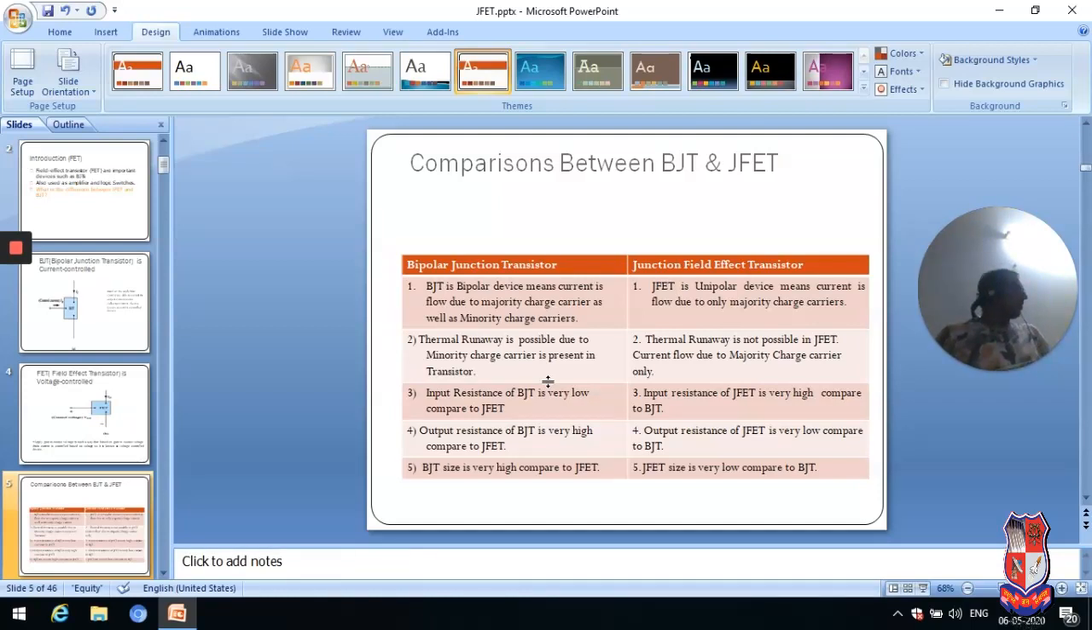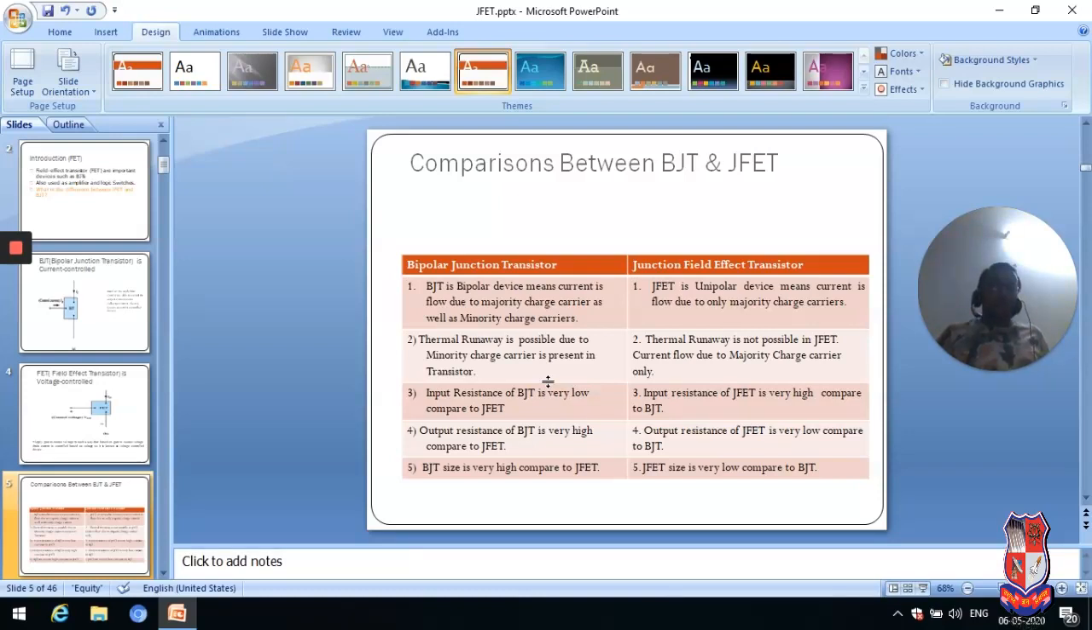Now, in bipolar junction transistor, current flows due to majority charge carriers as well as minority charge carriers. But in JFET, current flows due to only majority charge carriers. Means what? Due to only electron or hole. In bipolar junction transistor, current flows due to electron plus hole.